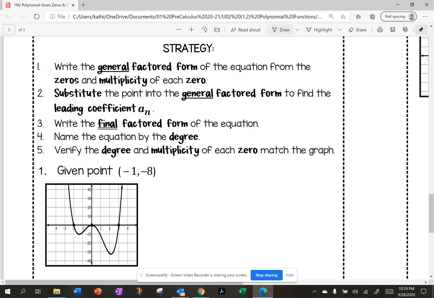Substitute the point into the general factored form to find the leading coefficient a sub n. Write the final factored form of the equation. Name the equation by the degree. And then verify the degree and multiplicity of each zero. Do they match the graph? All right, so here's an example.